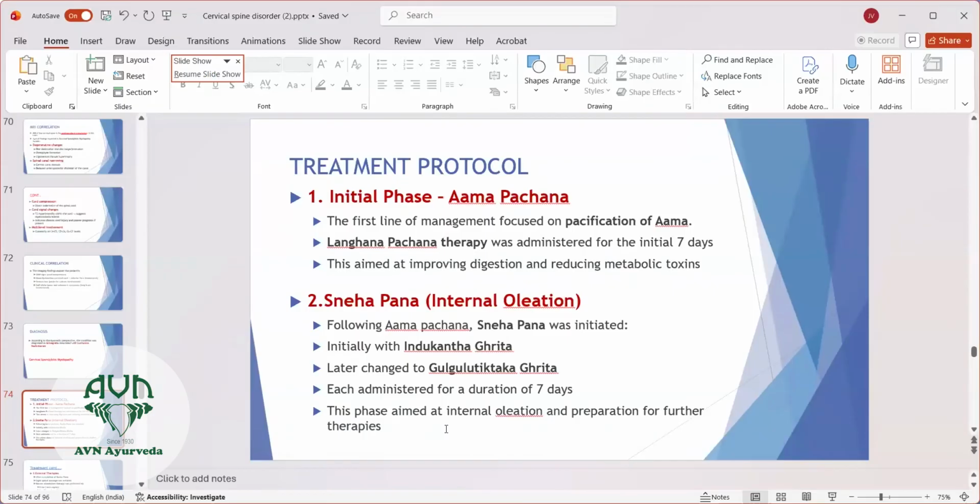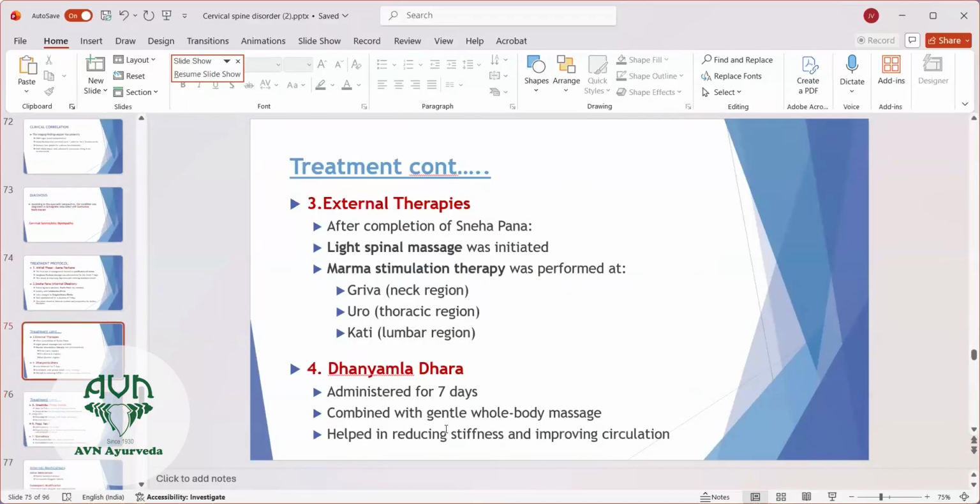After the Amapachana, I started Snehapana using Gulgulutiktaka Ghrita for 7 days. At first I started with the Indukanta Ghrita for 7 days. Later on it was changed to Gulgulutiktaka Ghrita, and each was administered for 7 days. In total, 14 days of Snehapana was done. This phase aimed at internal oleation and preparation for further therapies.